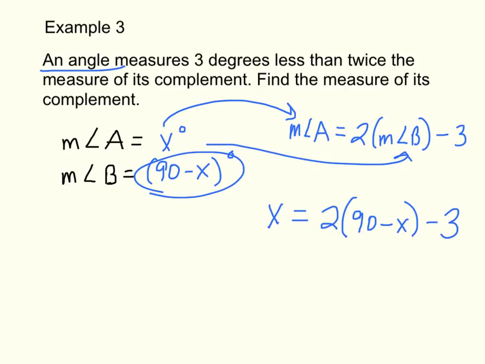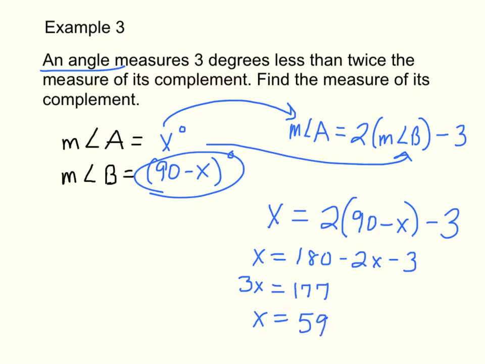So now we solve this. x equals, distribute the 2. I'm going to add the 2x to the other side, so that gives us 3x. 180 minus 3 gives me 177. Divide by 3, these are all review skills from algebra last year. 177 divided by 3 gives me 59. That is the measure of x, not the measure of the complement.